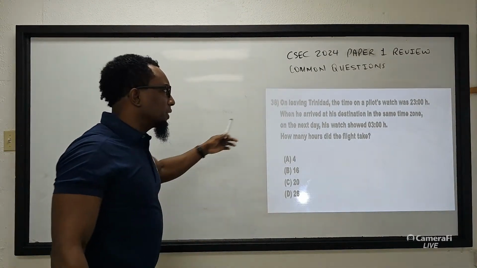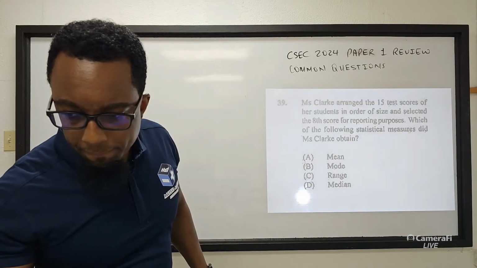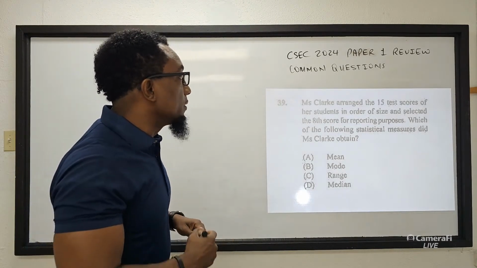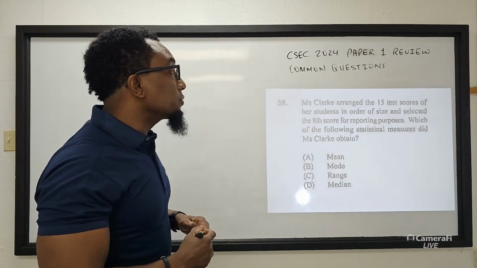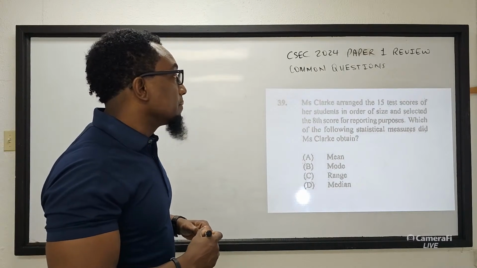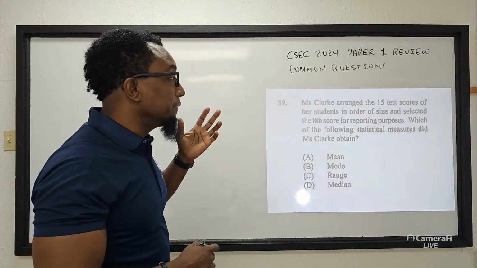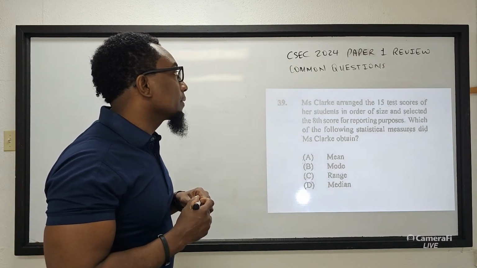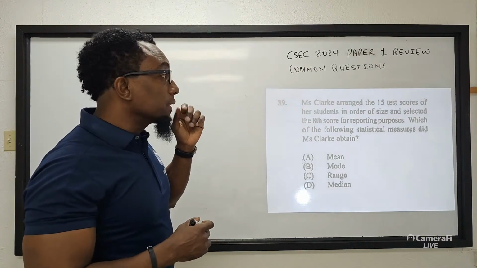And this is a common question, relatively common. So we're looking at 39. Mrs. Clark arranged 15 test scores of her students in order of size and selected the 8th score for reporting purposes. Which of the following statistical measures did Mrs. Clark obtain? In this case, she has 15 test scores and she selected the 8th score for reporting purposes.